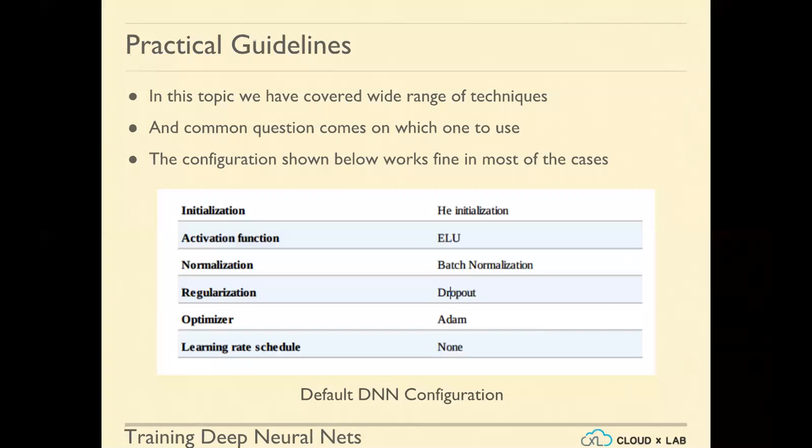For activation functions, you use the ELU, the exponential linear unit. And for normalization, you use batch normalization. For regularization, use dropout, not the L1 and L2 that we studied. For the optimizer, we use Adam, and when we are using Adam, we don't need any learning schedule.